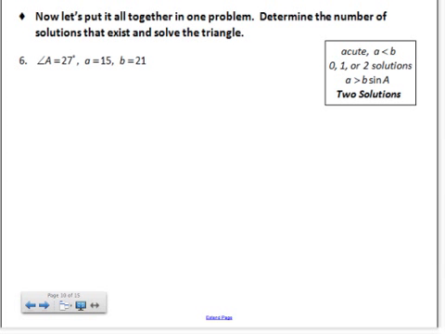Okay. Now we get to the absolutely horrible thing, that this is a long problem. Here we go. Let's look at what we have. Angle A is acute, okay? And we have side A, the side opposite angle A, is less than the side adjacent to it. So that means we have 0, 1, or 2 solutions, and we have to look at the relationship between A and B sine A. We want to know what that is, okay? So we're going to find A and B sine A.